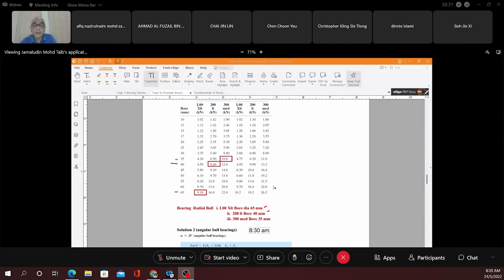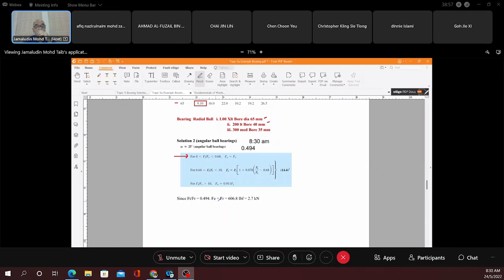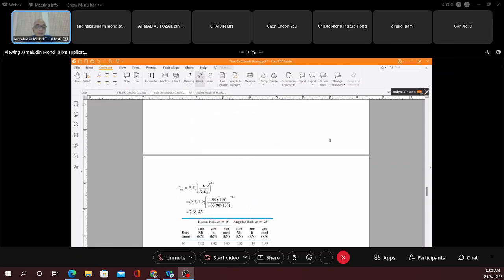Okay, Assalamualaikum. Right, angular contact, the ratio is going to be 0.494. We should use the first equation now. This is going to be the equation we use. That means only the radial load, FE equal to FR, FR equal to 606.8, that means equal to 2.7 after converting back to kilonewton. Then we insert this into the basic equation here.